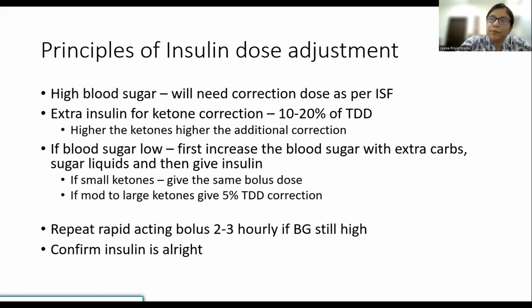Now before the sickness happens, every person who has diabetes should know how to calculate the correction dose. I have not included how to calculate the correction dose in the slides, but we can discuss it more if there are questions. So basically, how do we calculate the correction dose?